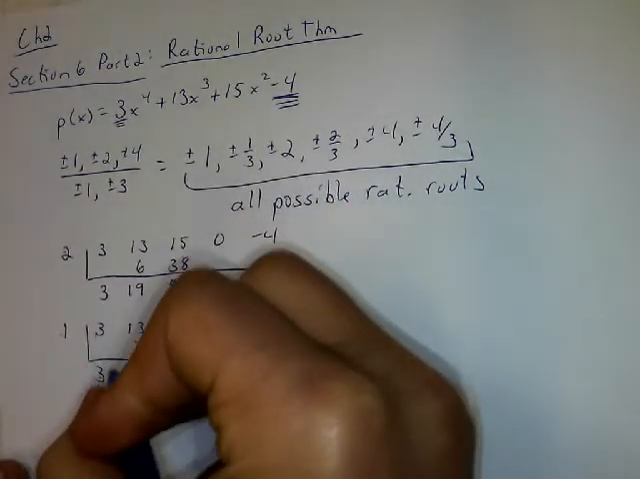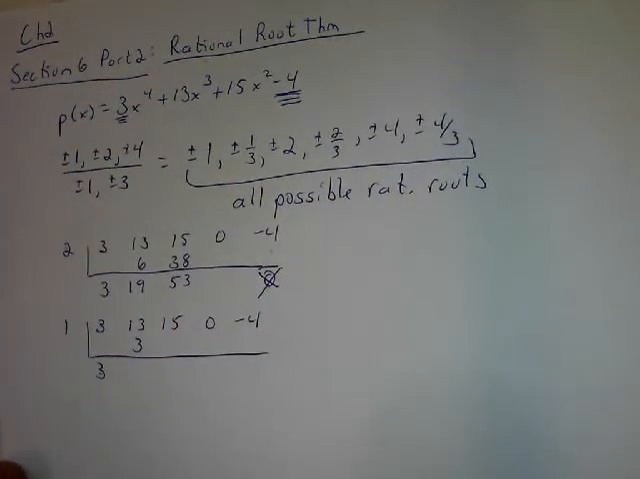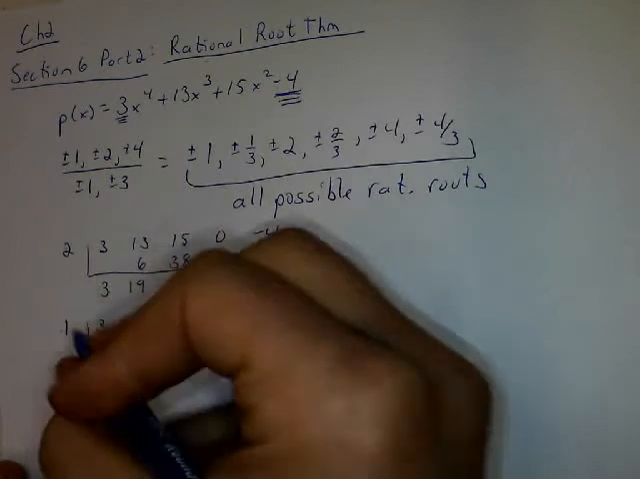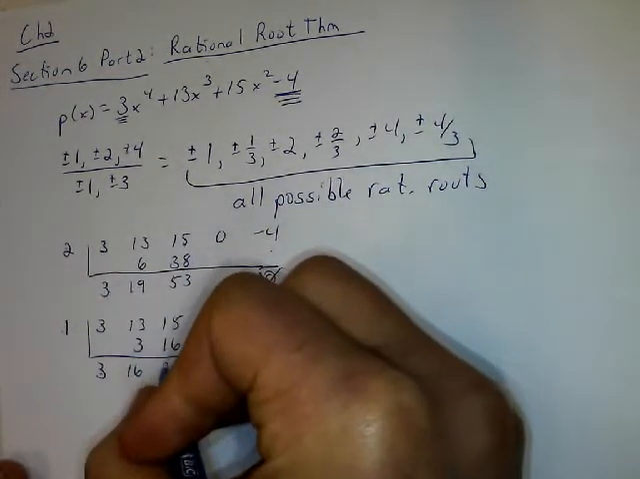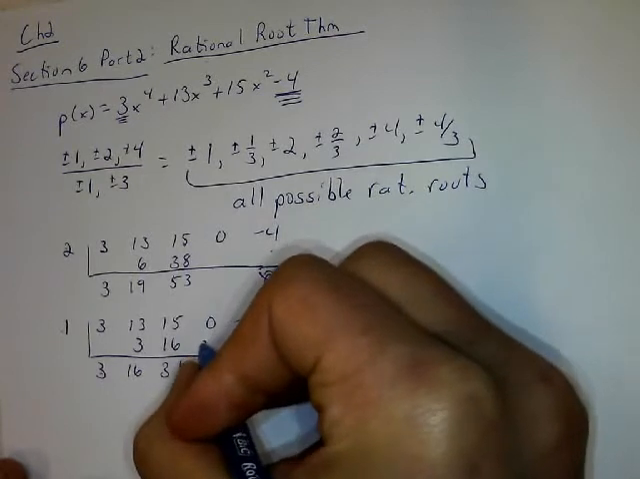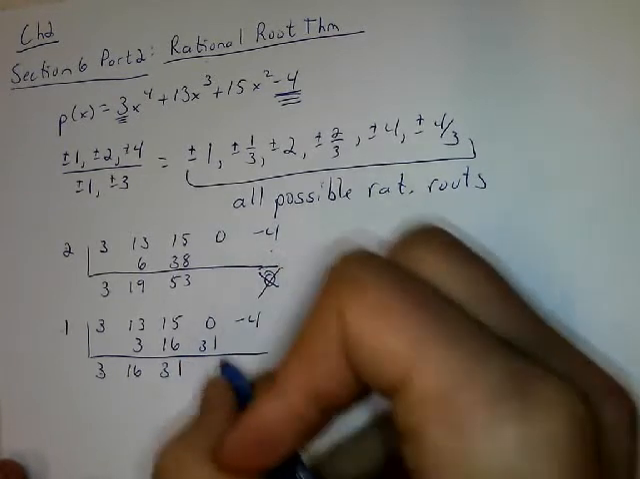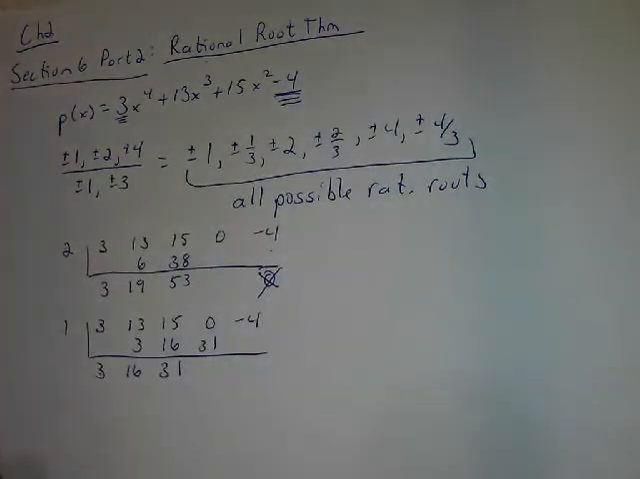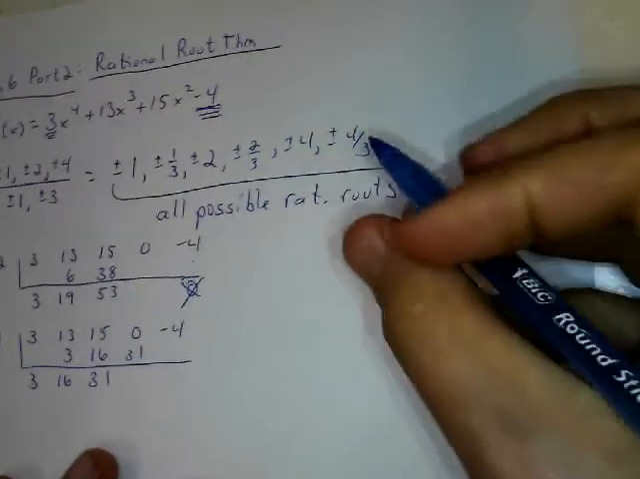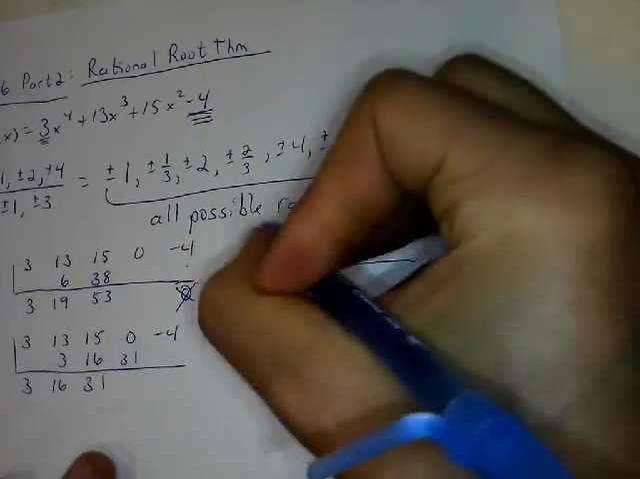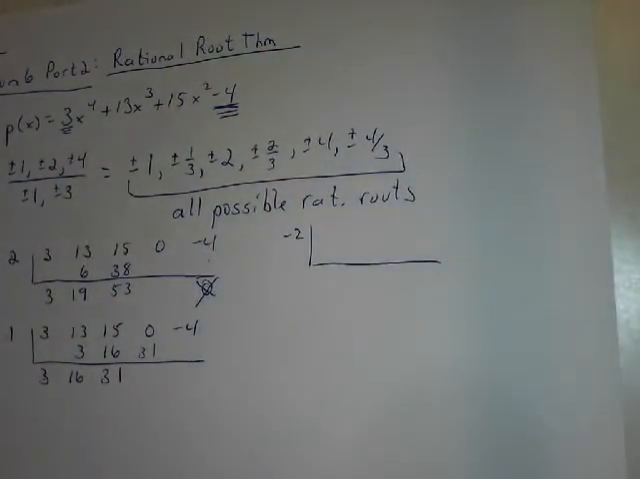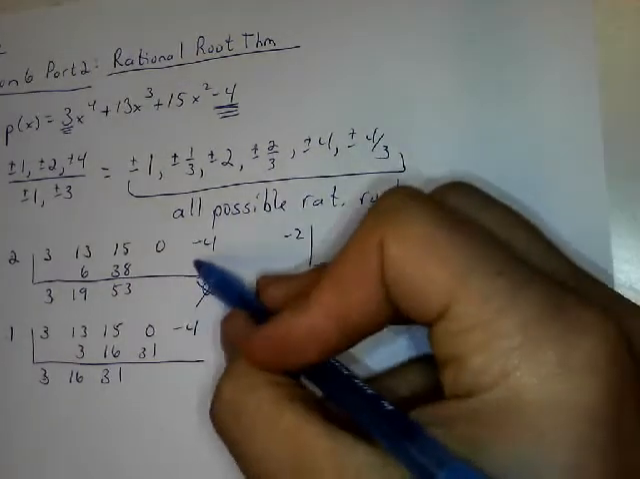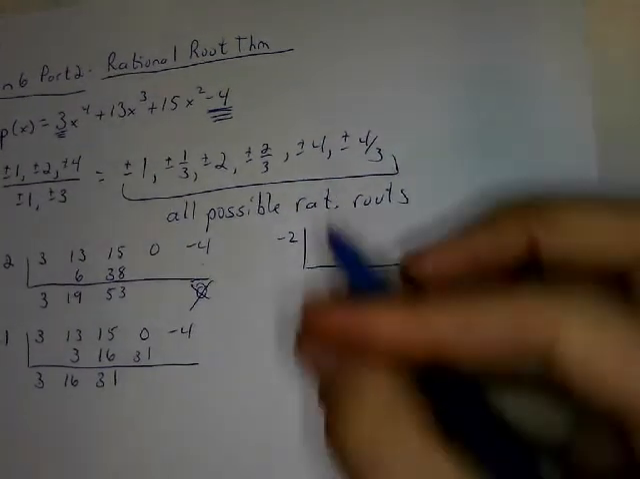1 times 3 is 3. 13 plus 3 is 16. 1 times 16 is 16. 31, and again, you can see there's no way this is going to work. We're not going to make it. So 1 does not work. So 2 and 1 do not work. So you pick another number. Let's pick -2. I shouldn't give up so easily here, but in the end I can tell you now nothing happened here that would help us find it.